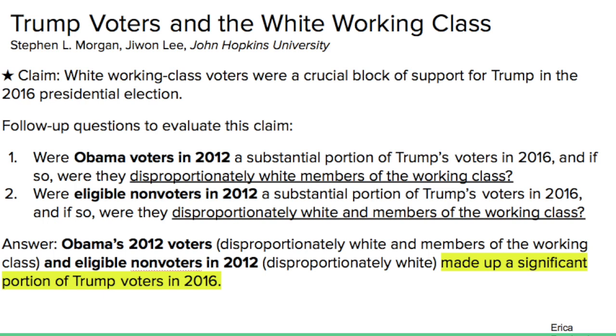First, were Obama voters in 2012 a substantial portion of Trump's voters in 2016, and if so, were they disproportionately white members of the working class? Secondly, were eligible non-voters in 2012 a substantial portion of Trump's voters in 2016, and if so, were they disproportionately white and members of the working class? Their research found that among 2016 voters, 12.7% of Obama's 2012 voters and 46.1% of those who were eligible to vote in 2012 but did not vote that year ended up voting for Trump in 2016. Morgan and Lee proved that the education divide among whites provided Trump with a narrow path to victory.